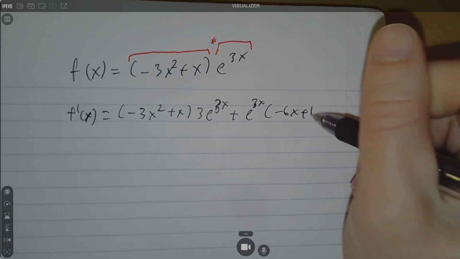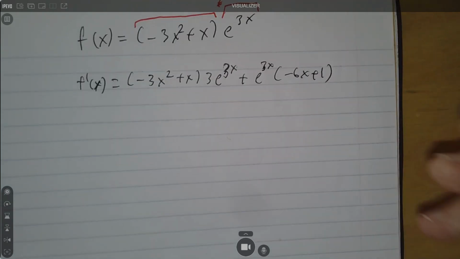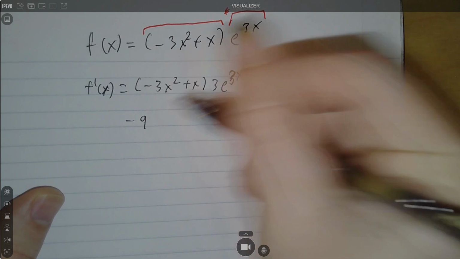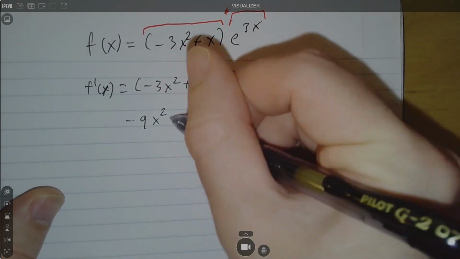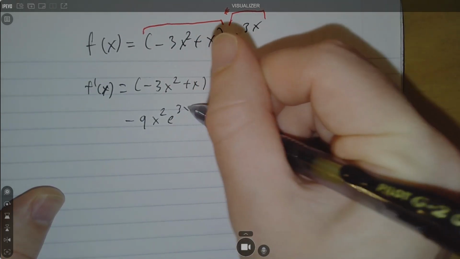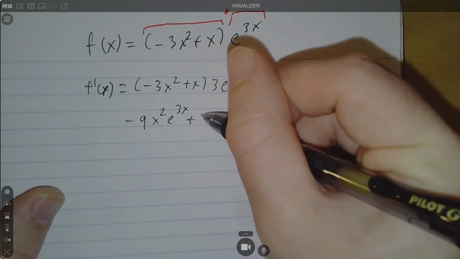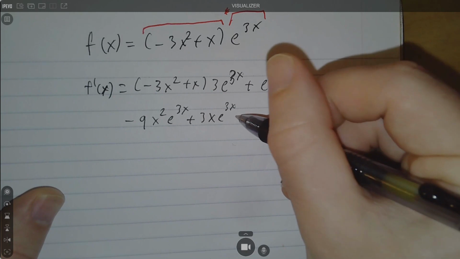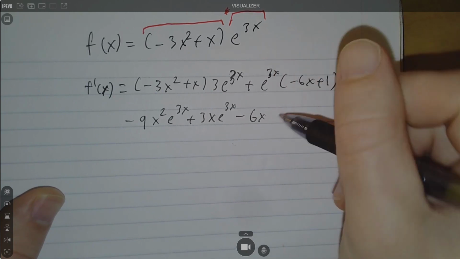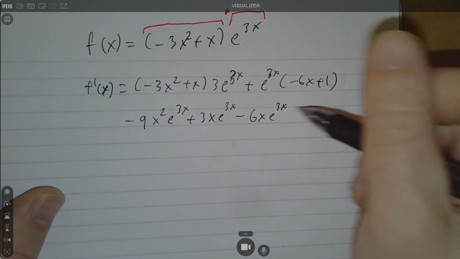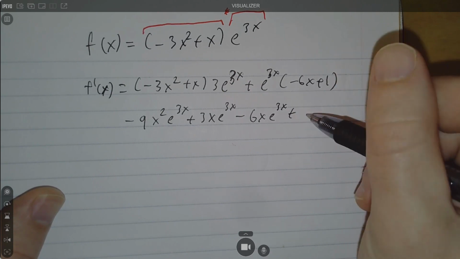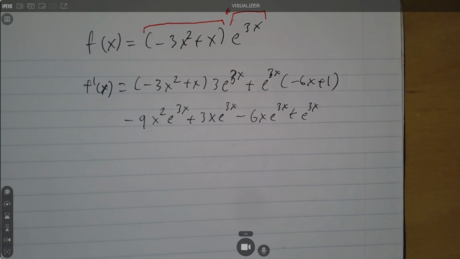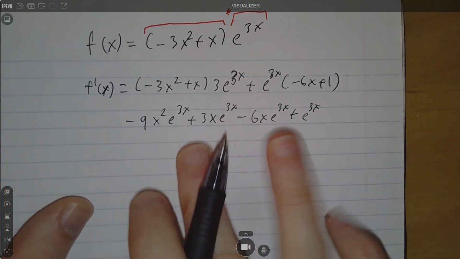-6x plus 1. Okay, we're going to distribute stuff, so we clean things up a bit. We're going to get -9x squared e to the 3x plus 3x e to the 3x minus 6x e to the 3x plus e to the 3x. Okay, good to just check your work, take your time. We're then going to combine these two together.